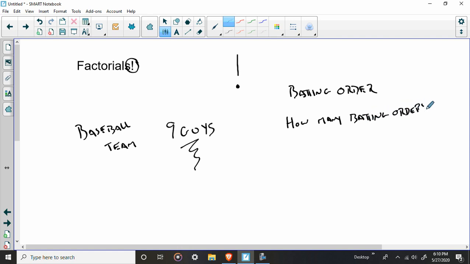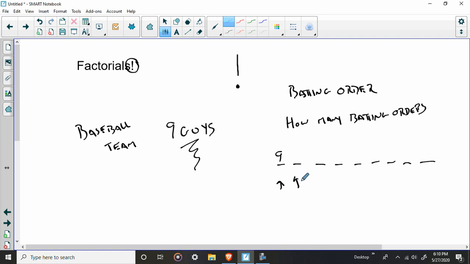Okay, so let's think about it. You've got 9 slots, right? 1, 2, 3, 4, 5, 6, 7, 8, 9. In the leadoff spot, your first spot in the lineup, the first person to go up to hit, you have a choice of 9 people. We're going to say, keeping it simple, there's 9 people on the team. It gets a little more complicated. So you have 9 people for the first slot.